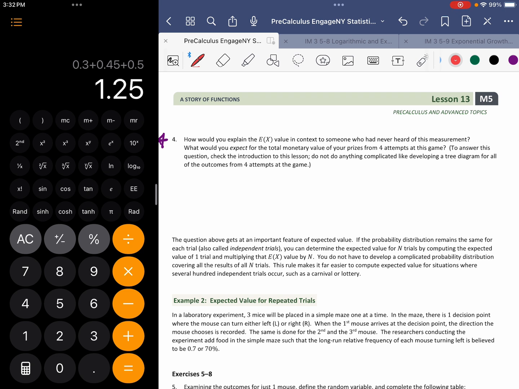If your lowest range would be $2, your highest range would be $20, what would we expect to get in 4 attempts at this game? Or maybe use that expected value calculation that we just did. So take a minute, pause, and answer these questions.